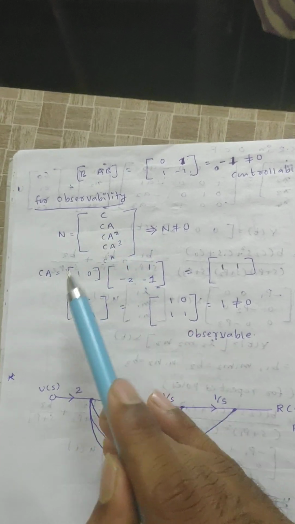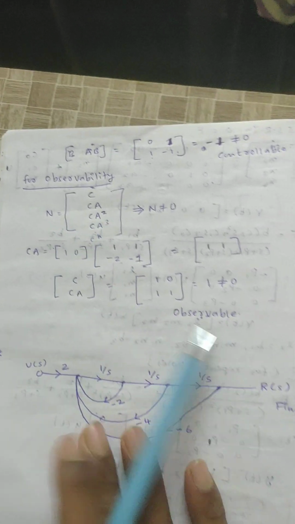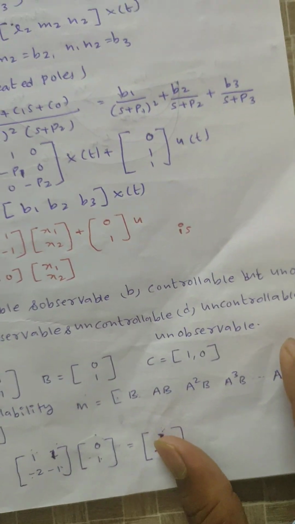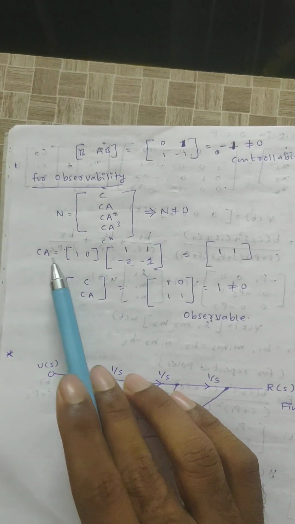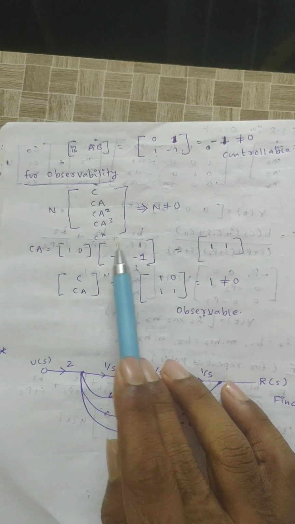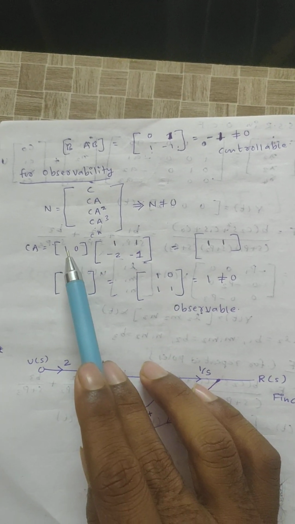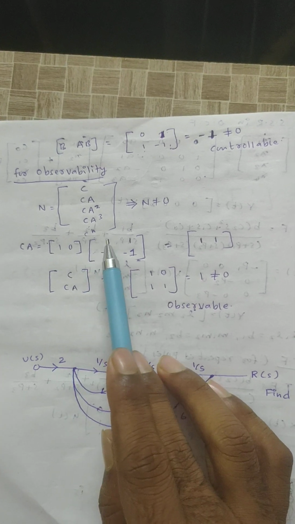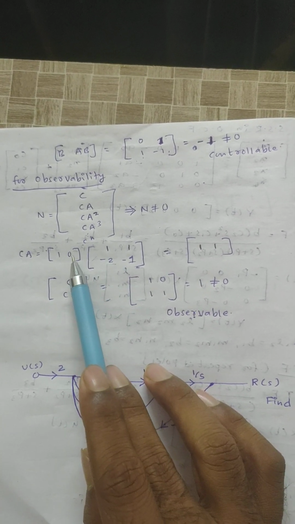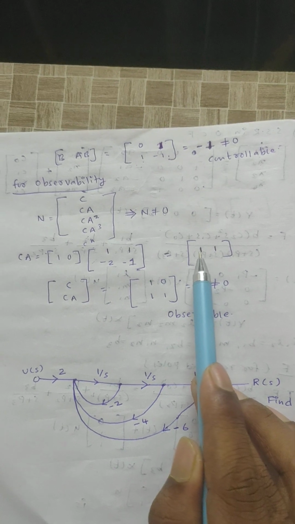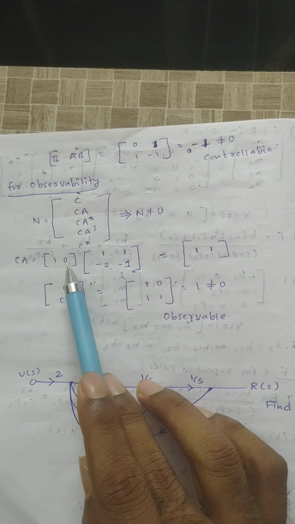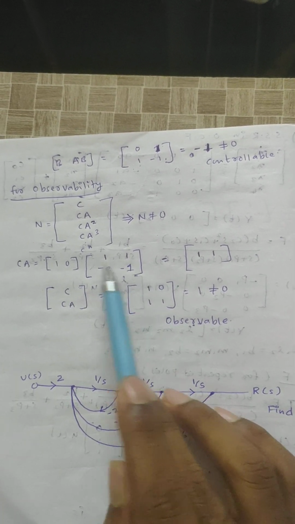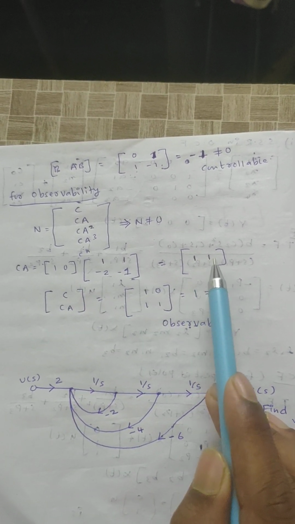First C and CA. Already the C value is known, right? What is the C matrix here? 1, 0, right? Next, I need to calculate C into A. C is 1, 0. A is 1, 1, minus 2, minus 1, right? Next, multiply these two matrices. 1 into 1, 1, plus 0 into minus 2, 0. That value is 1. Next, 1 into 1, 1, plus 0 into minus 1, 0. That means 1, right? You will get 1, 1.